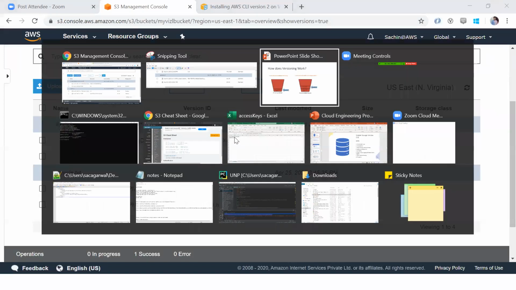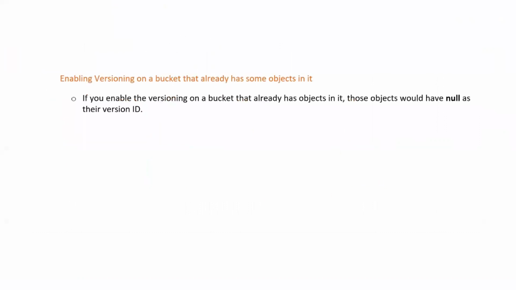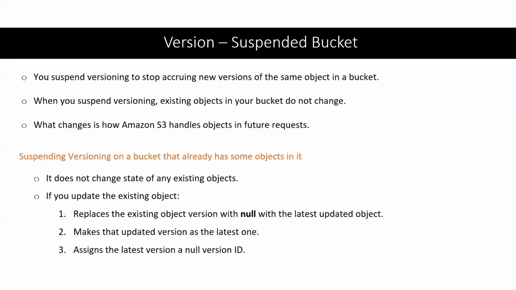Before we go ahead, let's see a few more things. We saw that enabling versioning on a bucket that already has some objects in it means those objects would have null as their version ID. Initially we had the PDF file and a text file, and after I modified the text file and uploaded it, it had null as its version ID.